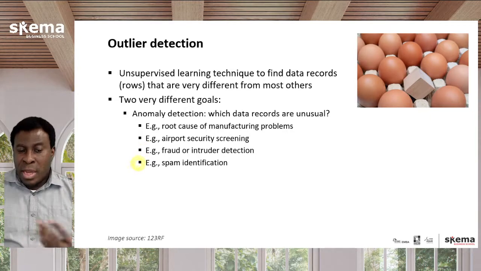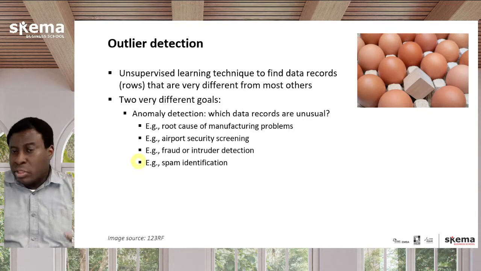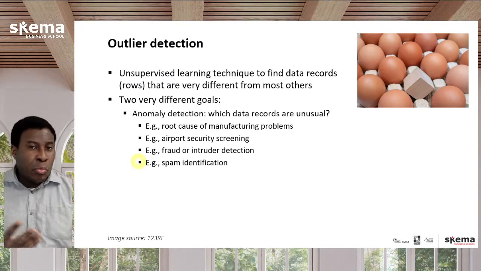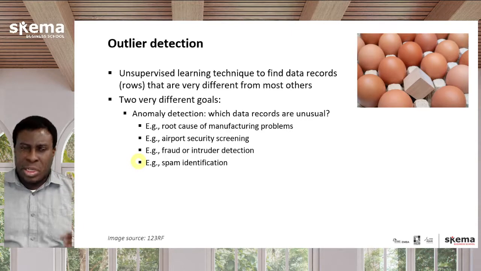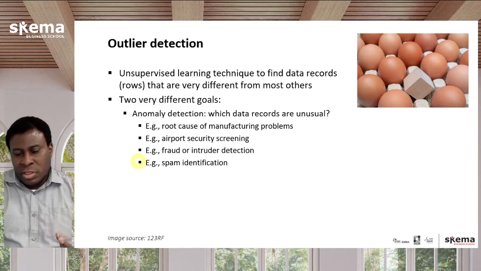Then spam identification applies anomaly detection. You have emails that you normally receive, but which email messages are rather different from what you typically receive, and that might end up in your spam box. So this is a major class of problem.